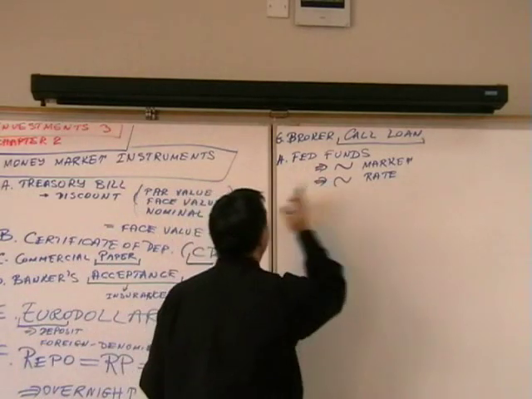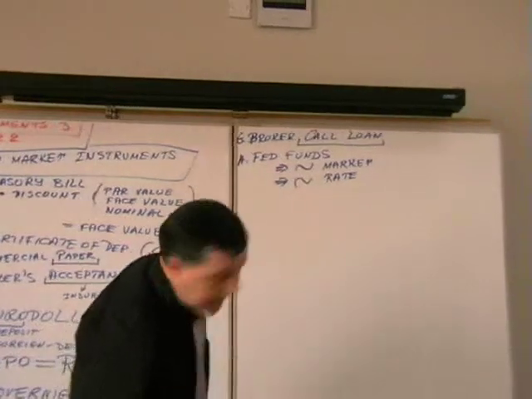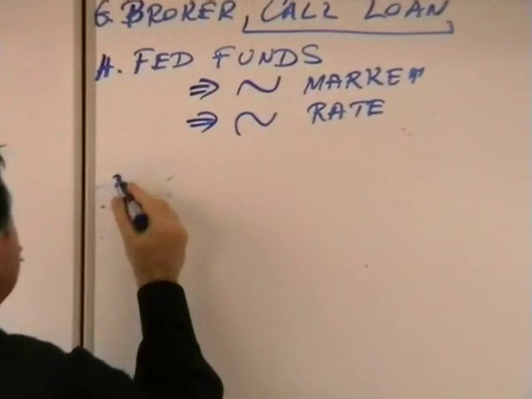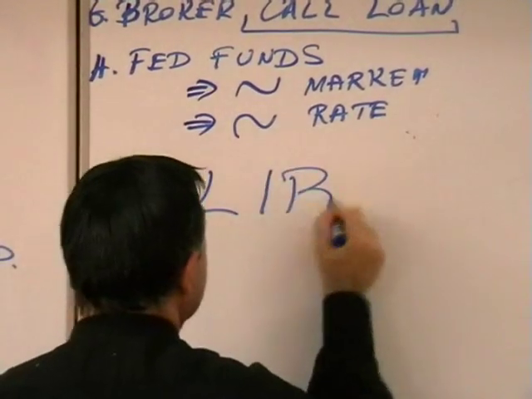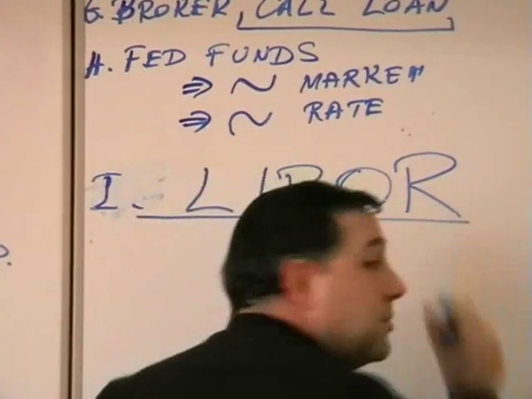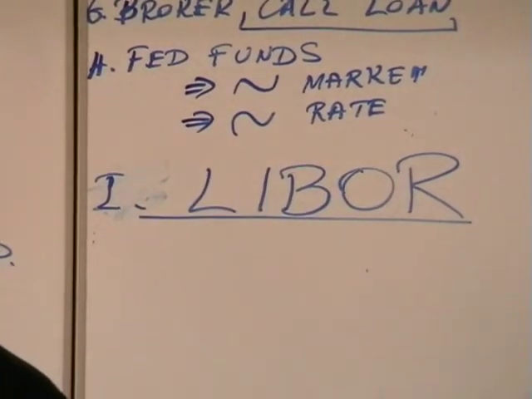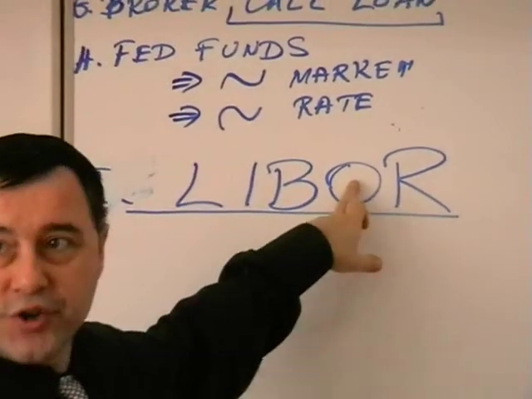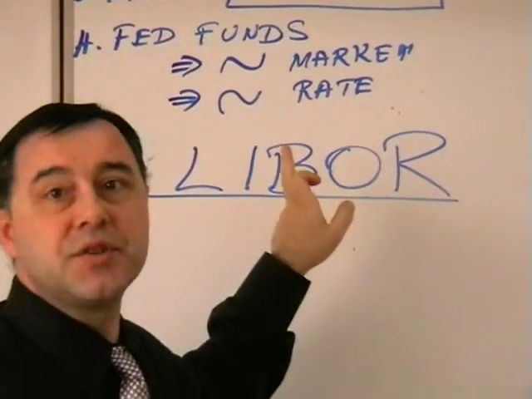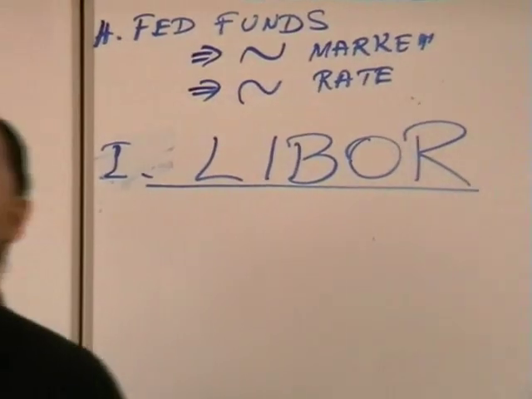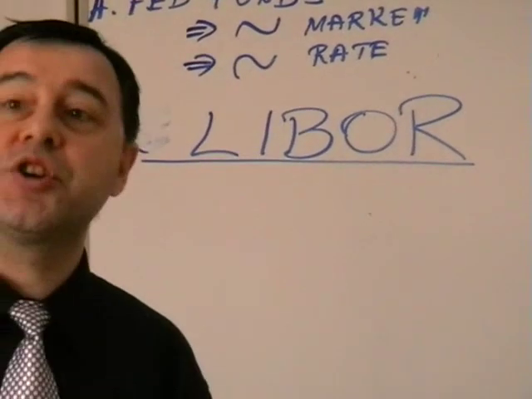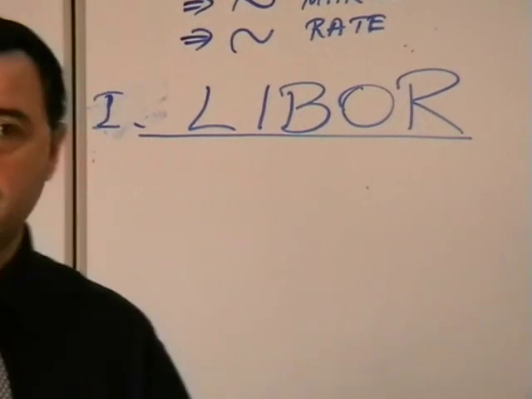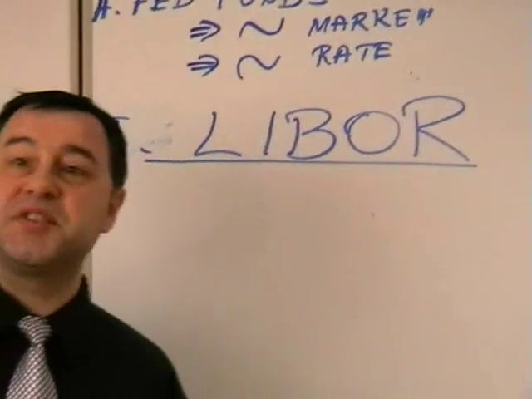Then you have the LIBOR market. LIBOR is sometimes pronounced as Libor. LIBOR is the London Interbank Offered Rate. This is the interest rate which commercial banks charge each other for term loans. Could be a 1 month rate, could be a 3 month rate, could be a 6 month rate.